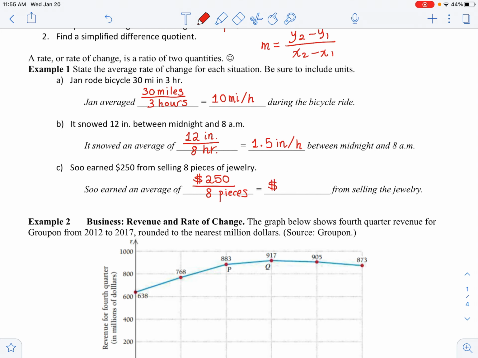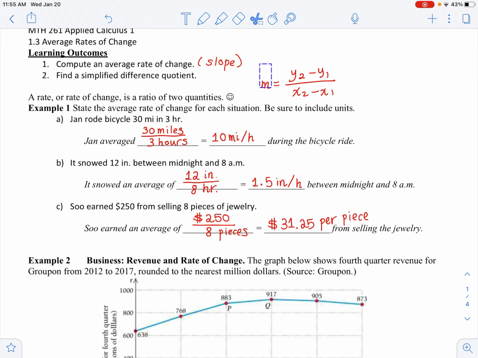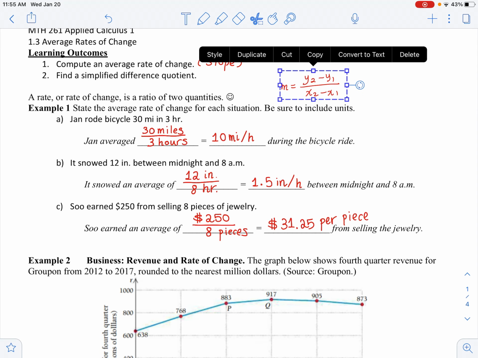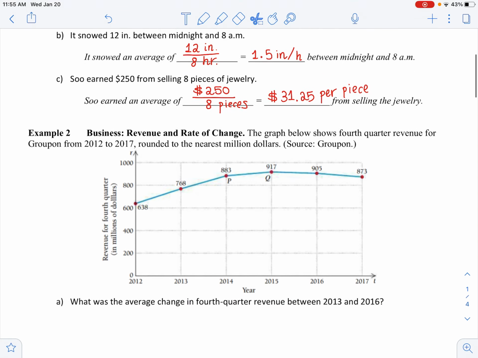So here's my answer. $31.25 per piece from selling the jewelry. Okay, so number 1, why did I add these examples to your notes? I think I saw them on my lab homework, so why not? Just want to go over some similar problems for you. All right, let's look at example 2.